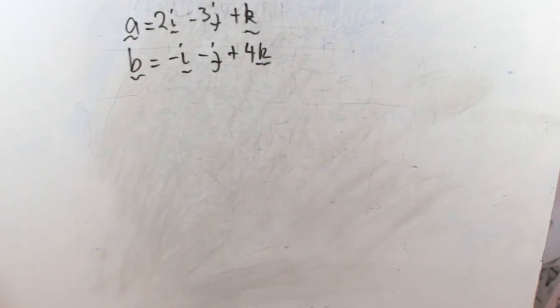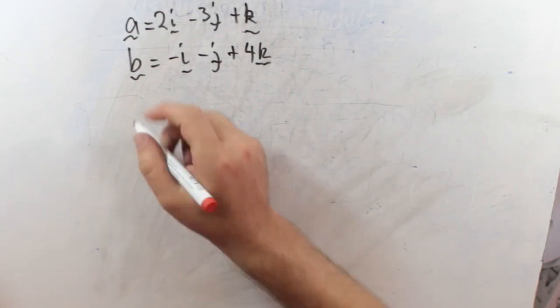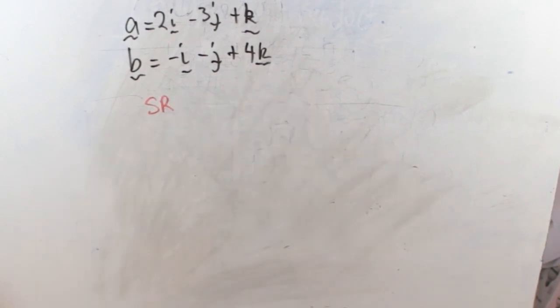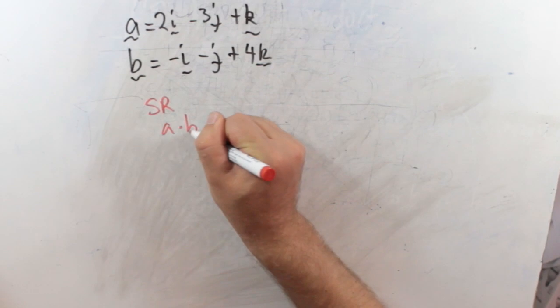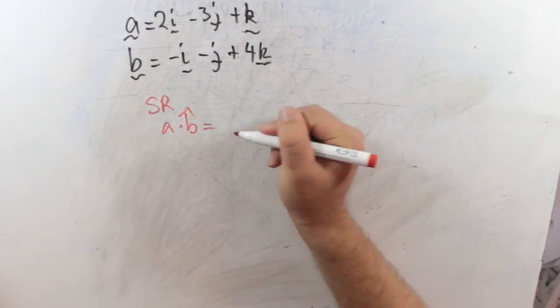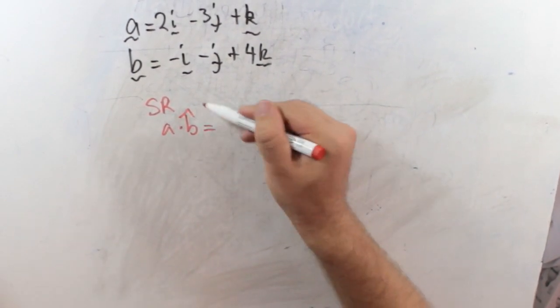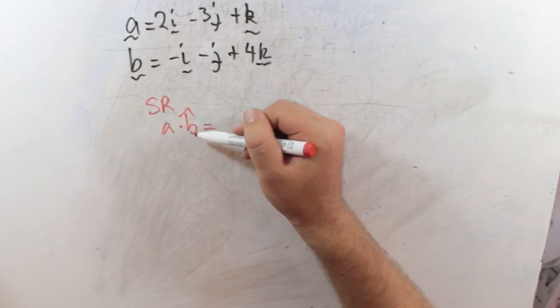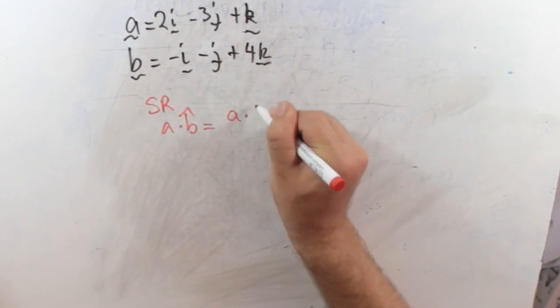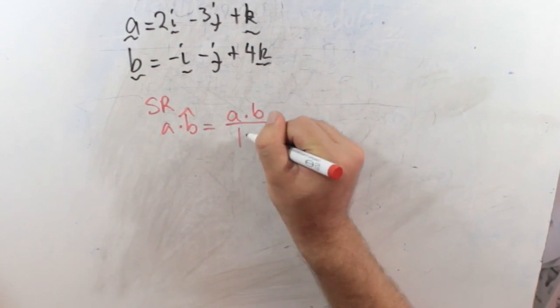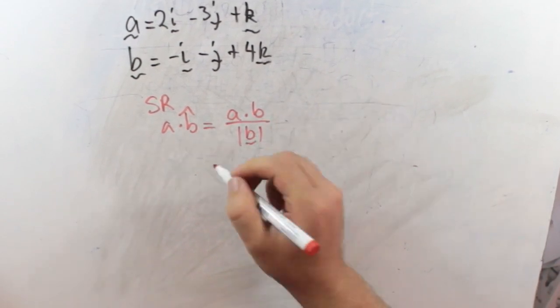Okay, so first thing I want is the scalar resolute. So let's get the scalar resolute, SR. So I want A dot B hat. Now B hat is just B on the magnitude of B, yeah? Whatever B is, I divide by the magnitude. So I could write this out as A dot B over the magnitude of B. That's the same thing, right?